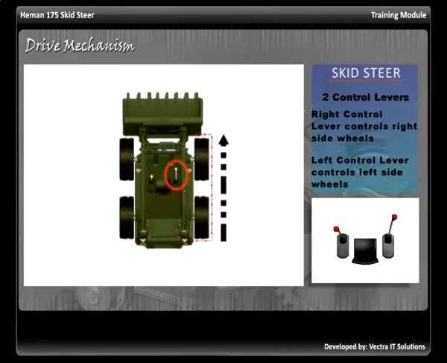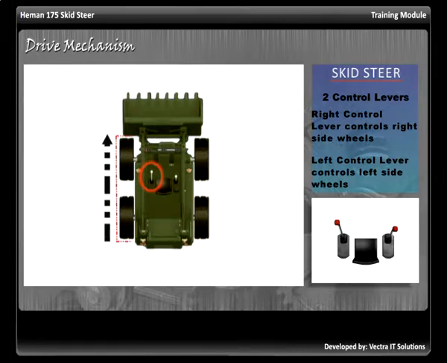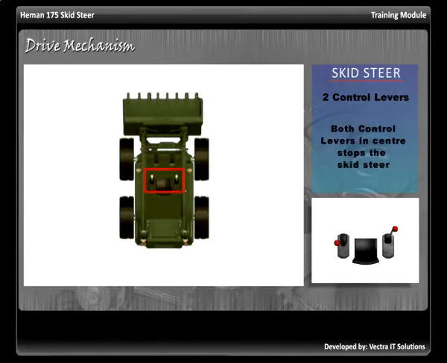Moving the right control lever forward moves the pair of wheels on right-hand side in the forward direction. Moving the right control lever backwards moves the pair of wheels on right-hand side in the reverse direction. Similarly, moving the left control lever forward moves the pair of wheels on left side of the vehicle in the forward direction. Moving the left control lever backwards moves the pair of wheels on left-hand side in the reverse direction. Bringing the control lever to the center stops the movement of the wheels on the respective side.